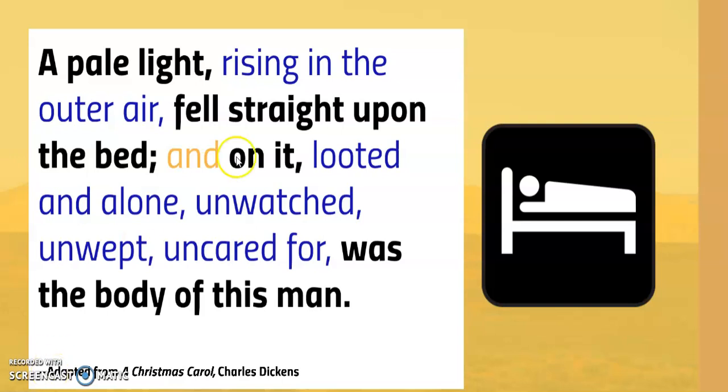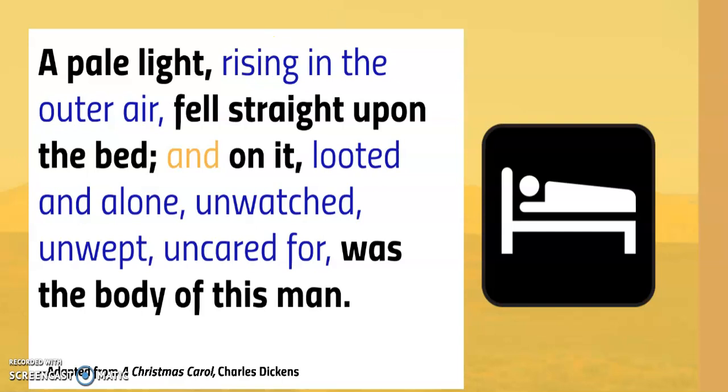This time, instead of one embedded subordinate clause, we have two. The first independent clause is "a pale light fell straight upon the bed." It suggests a higher power is shining a straight light upon the bed, almost like a spotlight, and this focuses the attention of Scrooge and of course the reader on the bed. It's also an important moment in the novel. The embedded subordinate clause, rising in the outer air, connects the light to something outside the room.